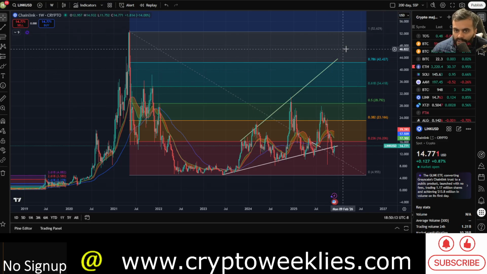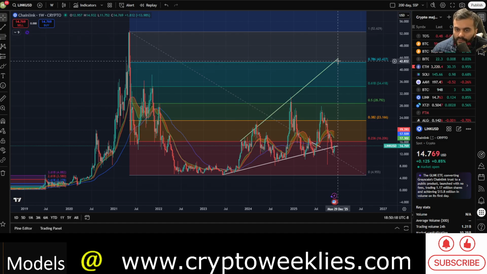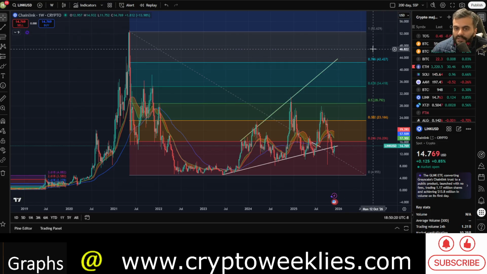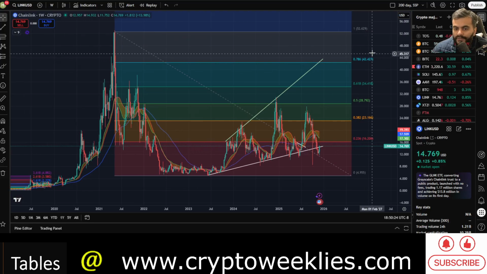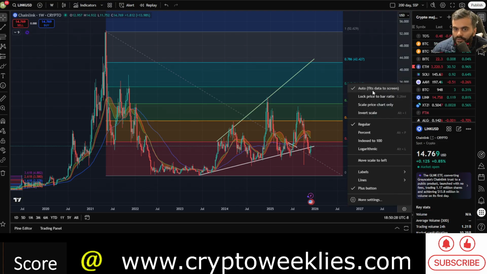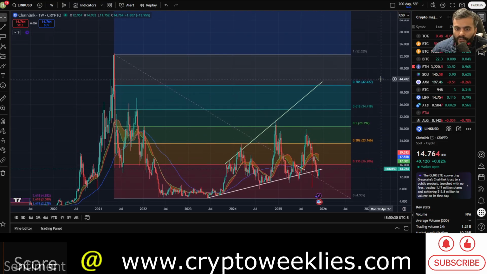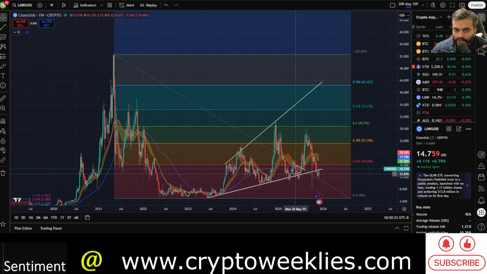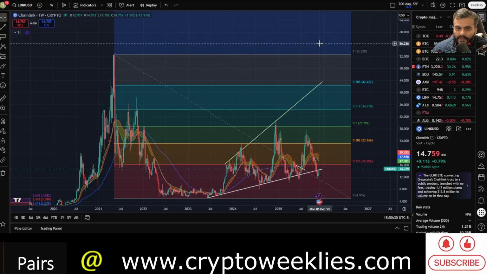The polynomial regression based fair value and the ascending green line at the 0.786 are at around $42. So those are the three levels. And if there is a new all-time high for Link in this cycle, unfortunately, having spent this much time below the prior all-time high and closer to the range lows than the range high, the max ceiling for the new all-time high is somewhere close to $54.